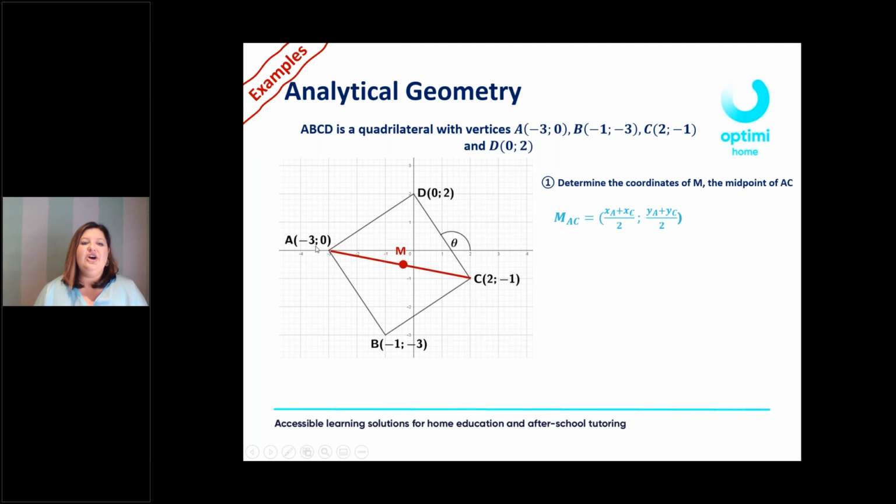Right. So I have AC over there, and I am going to substitute the coordinates of AC into this equation. So my x value of A plus x value of C, divided by 2, and my y value of A plus my y value of C, divided by 2. And I do get the coordinates of my midpoint M to be a half and a half. All right.